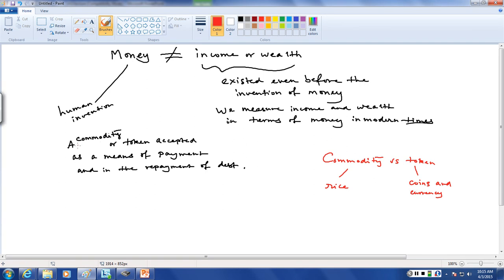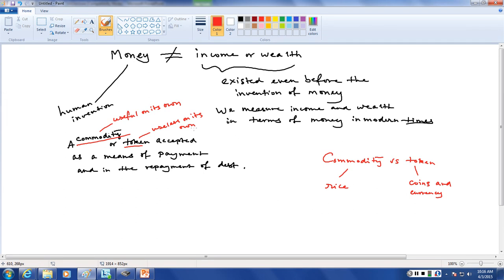So the point here is that your money, the object that you choose as money, could be a commodity, which means that it is useful on its own. You can eat it, for instance, or it could be a token, which is useless on its own. That's the distinction, correct?